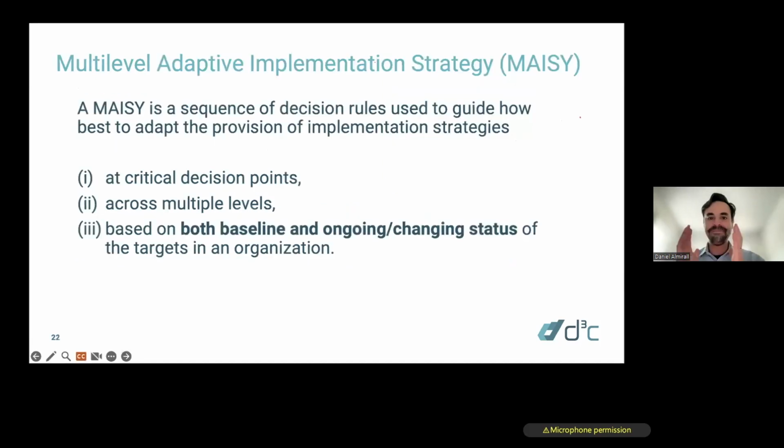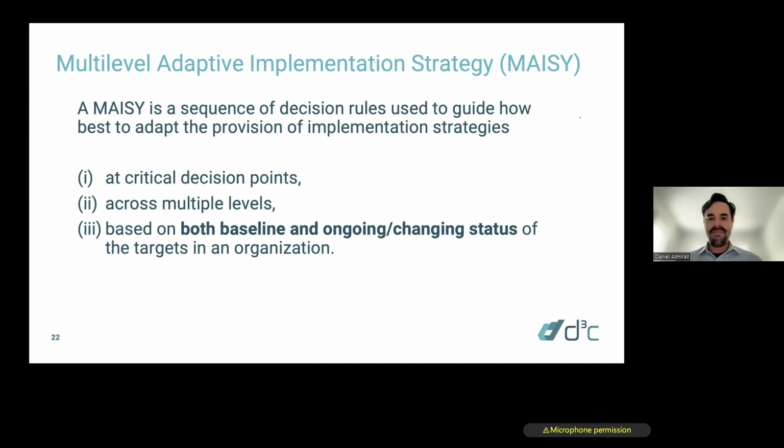Okay, so what's a MAISY? Here it is in words, and I promise to show you a picture. A MAISY is a sequence of decision rules that is used to guide how best to adapt the provision of strategies in 3 ways. At critical decision points, that's time. Across multiple levels, that's context. And then the third one is the how. And the how is we do it using baseline and ongoing changing status of all the little moving sites, if you will, targets inside any of my levels.